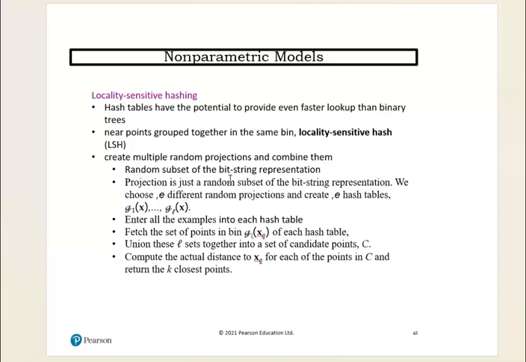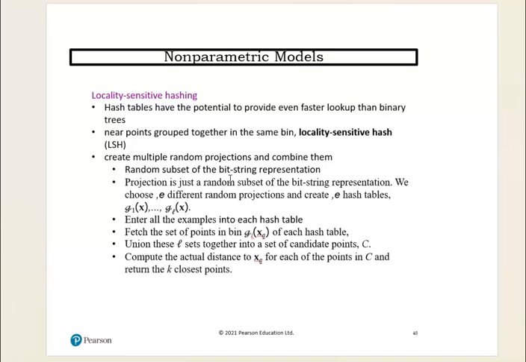So the bin for the point xq, which we're interested in, contains many, but not all, of the points that are near xq in the original feature space. Okay, and it might even contain some points that are far away. Okay, there's no 100% precision, as we said. So the idea to reduce the impact of these poorly mapped points is to create multiple random projections. So instead of one projection on one line, we're going to create multiple random projections and combine them.